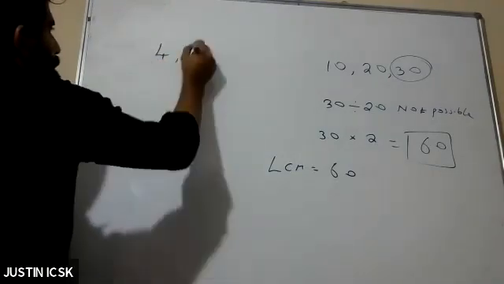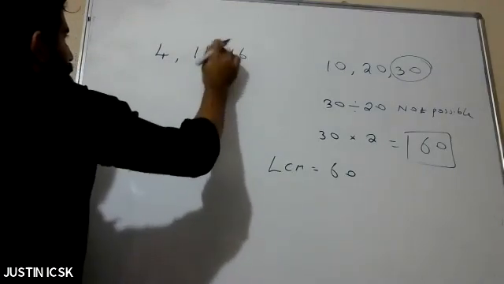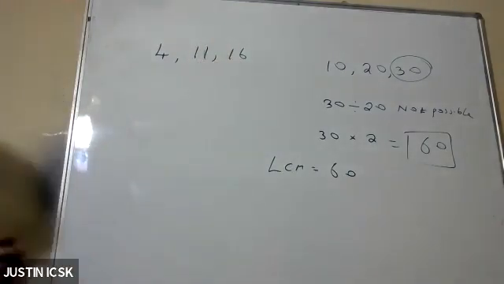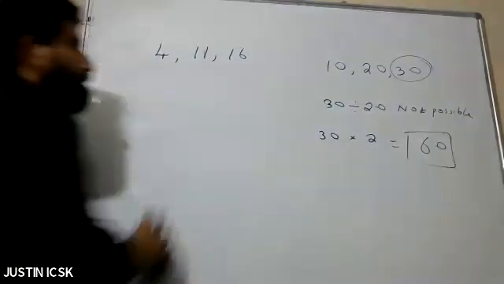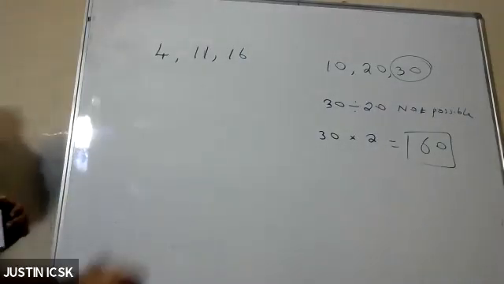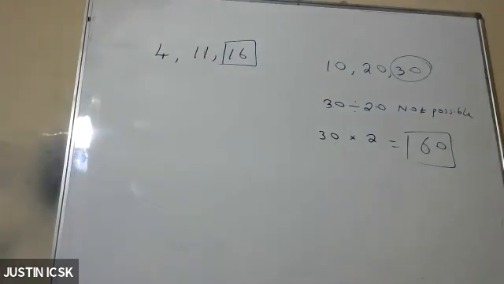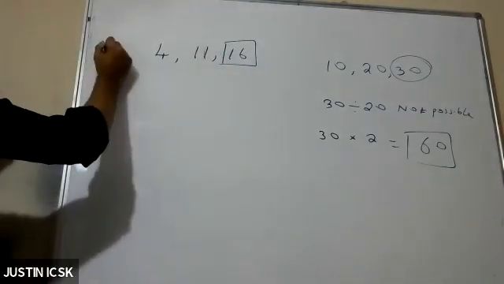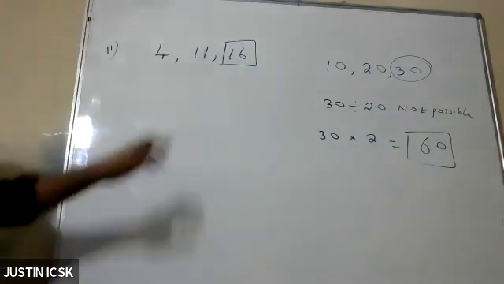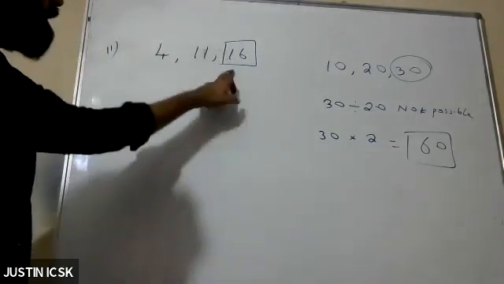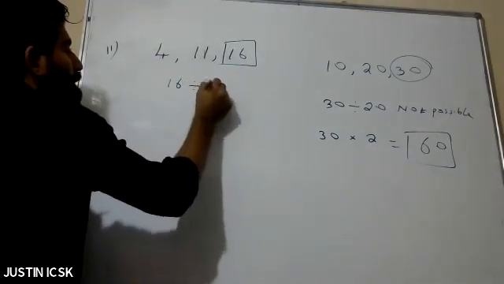Four, 11, 60. 4, 11, 60. You see the bigger number, 16. 16 by 4 possible. 16 by 11 not possible.